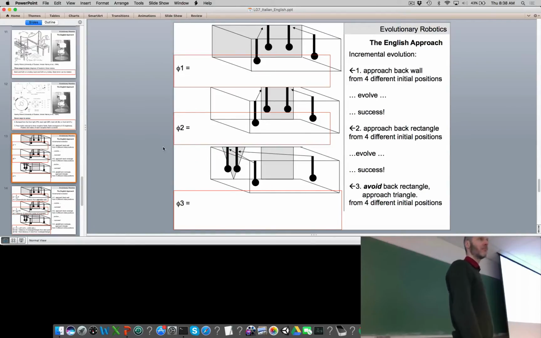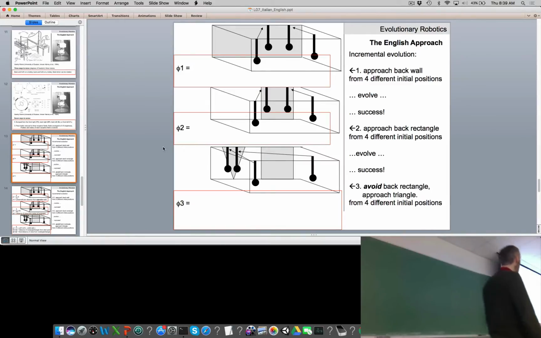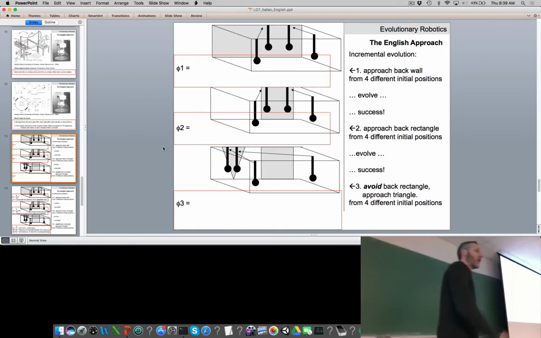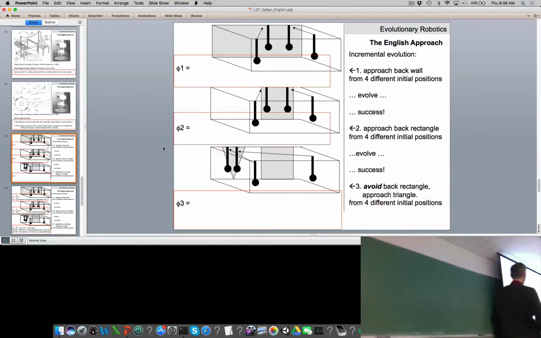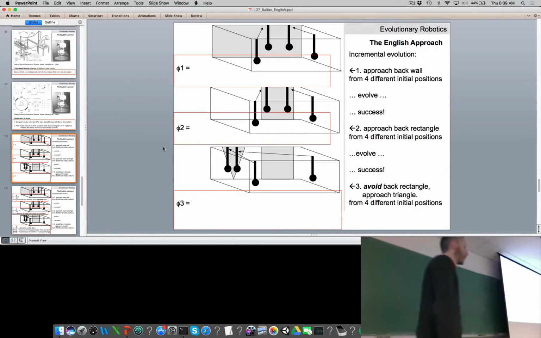Pretty simple, right? We're going to use this idea, and we're going to see this several times throughout this course, of incremental evolution. We're going to start with a simple fitness function, which is easy for evolution to find a controller to solve. And then as the generations pass, as evolution continues, we're going to replace our initial simple fitness function with increasingly challenging ones. What would be a good description of phi1, the first fitness function?